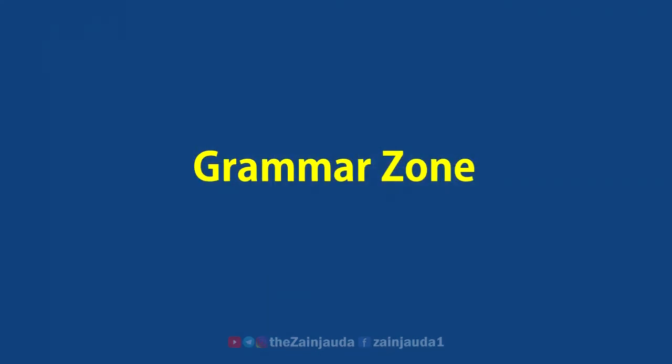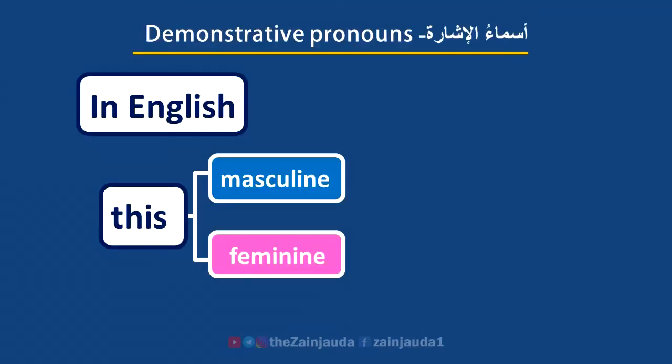Our grammar zone for today will be about the demonstrative pronoun this. In English, the demonstrative pronoun this is used for both masculine and feminine.